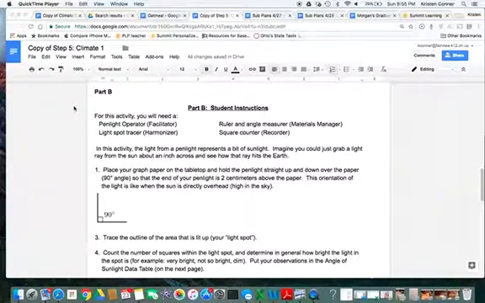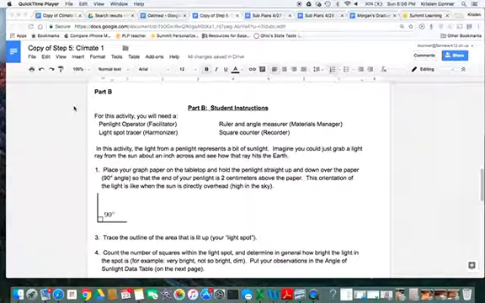We'll be completing part B of the climate activity. For this activity, you are going to need to assign jobs to each person in your group. We need a pen light operator, that will be the facilitator, a light spot tracer, a ruler and angle measurer, and a square counter. If you only have 2 or 3 people in your group, one person might need to do more than one job.